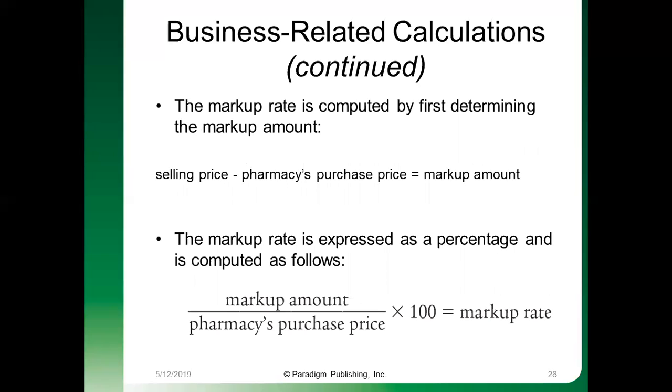So the markup rate is computed by first determining the markup amount. And the markup amount is subtracting the selling price from the purchasing price. The markup rate is expressed as a percentage and is computed as follows. Once you find the markup amount, you're going to divide that by the pharmacy's purchase price and multiply that by 100 to give us the rate.